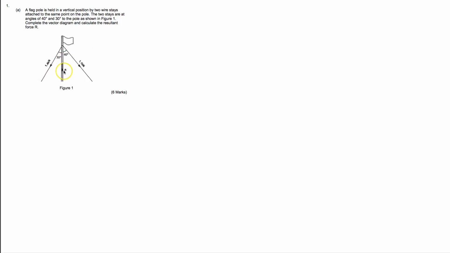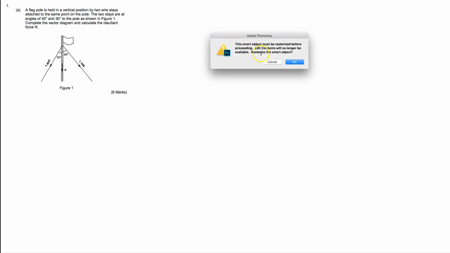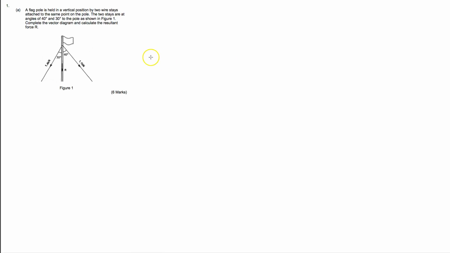So literally all they want us to do is resolve these into the y direction. Okay, seems a little simple, but let's go for it. So complete the vector diagram. So I'm guessing by that what they want us to do is to show that there will be y components and x components.